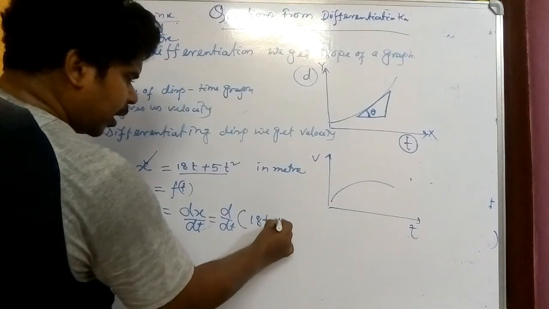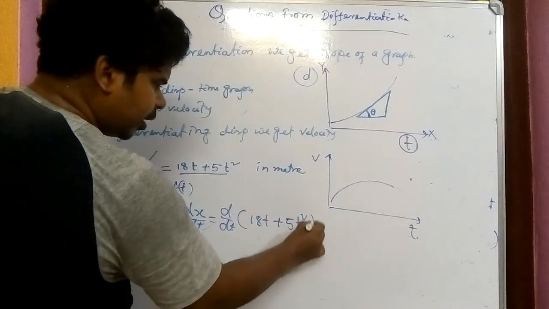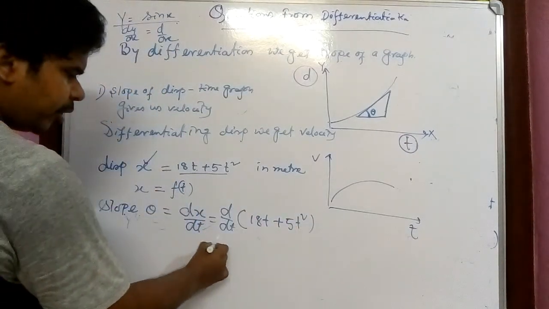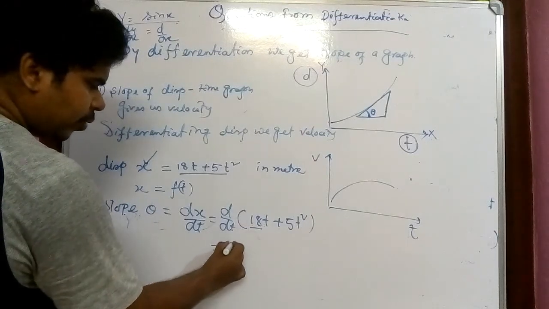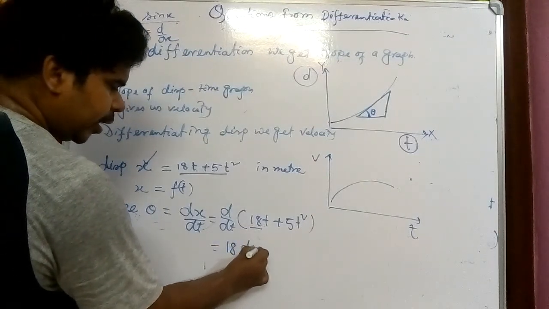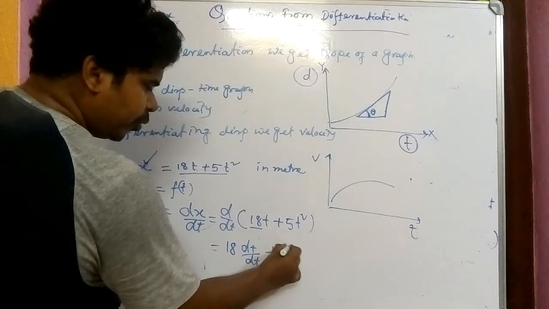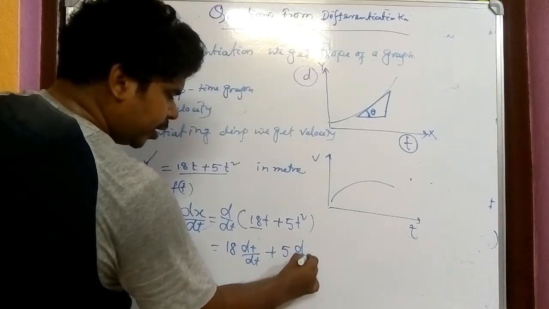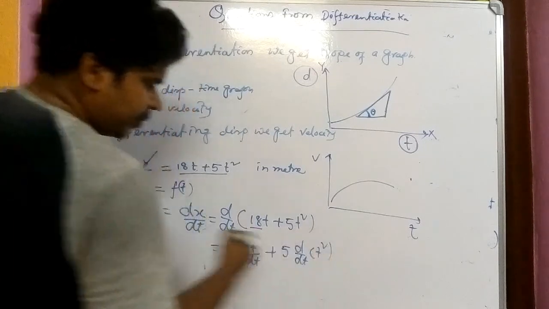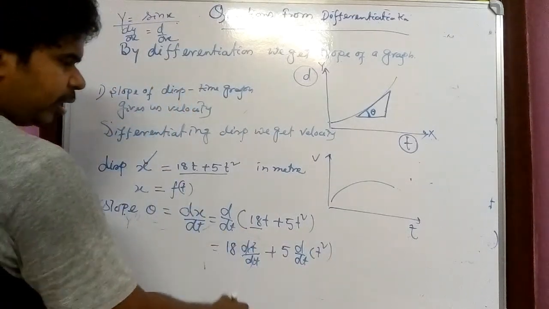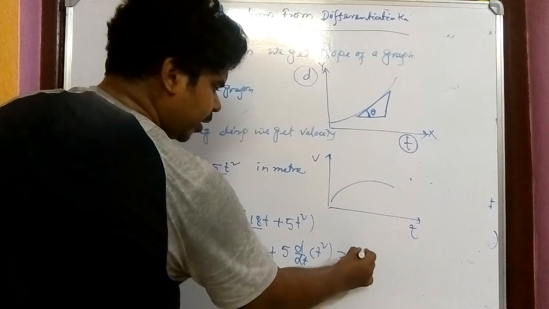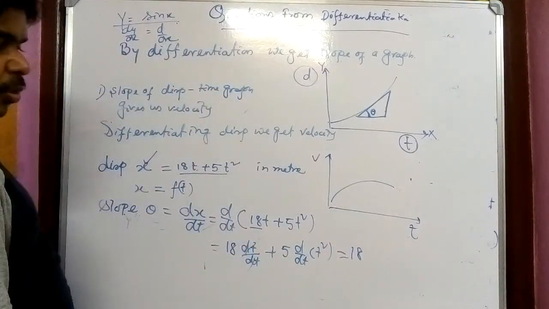18t plus 5t square. Now differentiate it. 18 is a constant, it will come outside. d/dt of t plus 5, it will come outside. d/dt of t square. So dt upon dt will be cancelled out. So it is 18. 5t square.